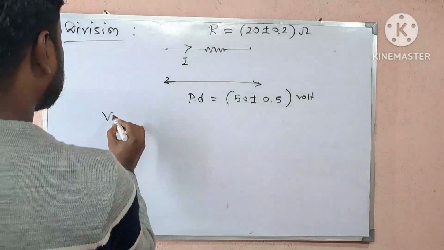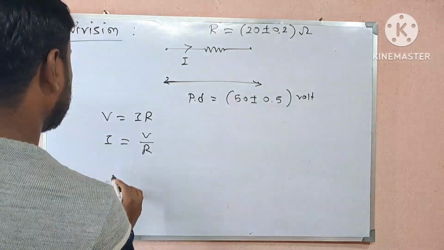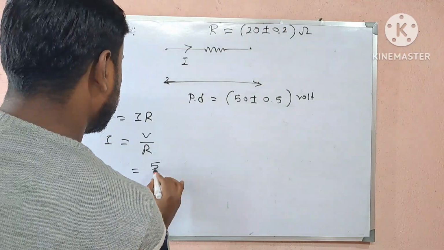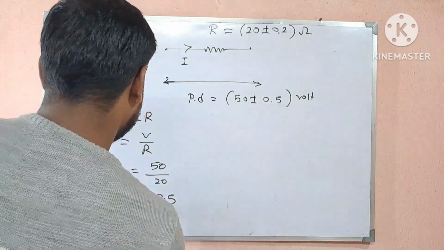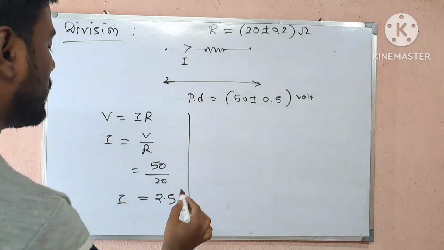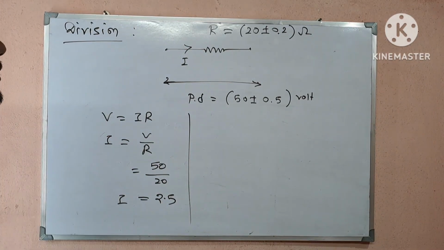So we all know from Ohm's law V equal to IR. So I will be V by R. So the actual value is 50 divided by 20. So that will be 2.5. This is the actual value of current. Now we have to calculate the error in the measurement of current. So how will we calculate?